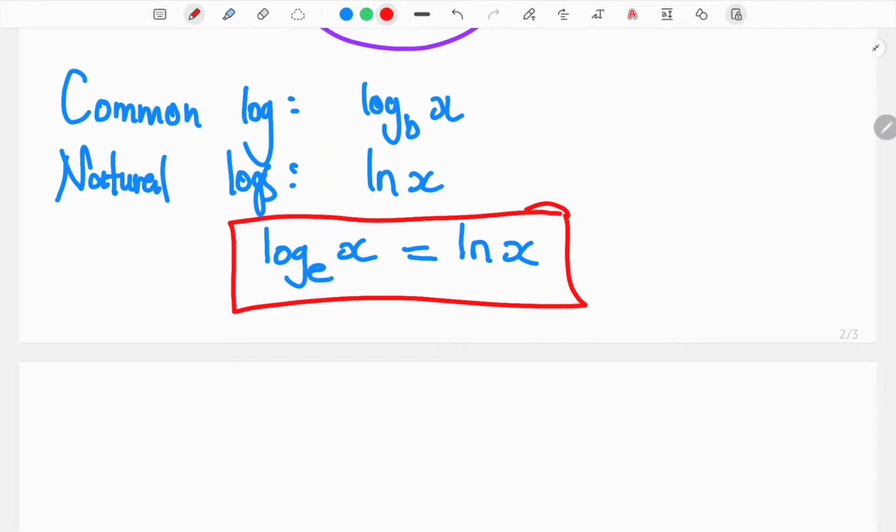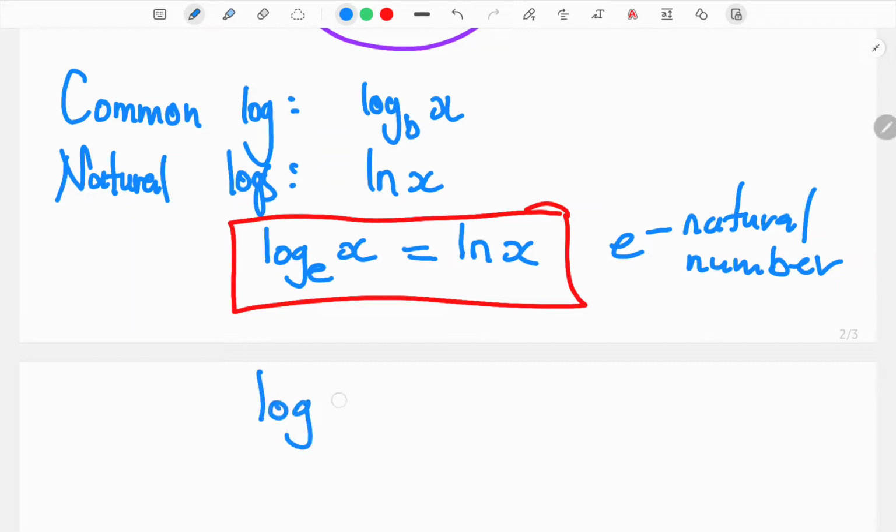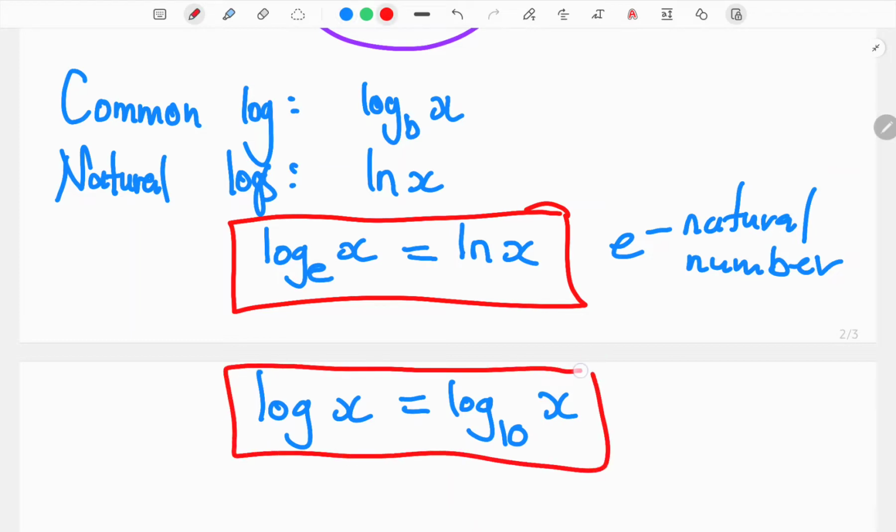You understand? e is a constant, which we can call the natural number. So whenever you have log base e of x, that is equal to ln of x. And whenever you have just log of x, this is the same as log base 10 of x. These are some of the things that you need to note, and then you'll be able to apply them.